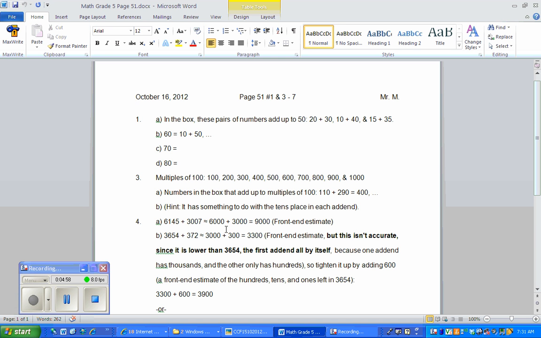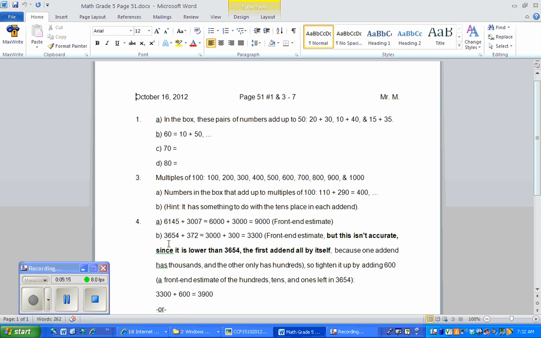So it's about 6,000 plus 3,000. I just front-end estimated each of those two addends, and I get 9,000. So I've written down here front-end estimate. Even if I rounded them to the nearest thousand, I'd have the same two numbers to work with, so that could also be rounding to the nearest thousand.